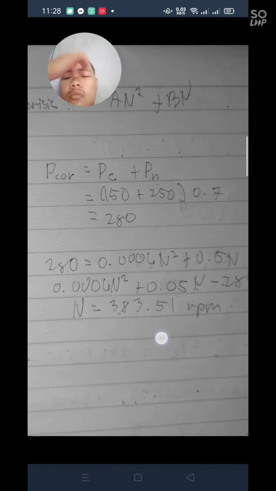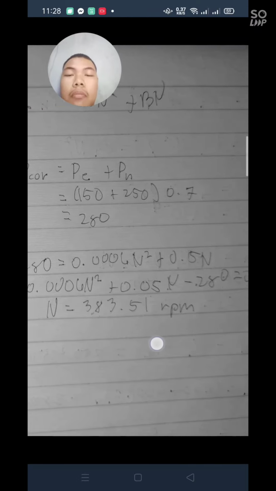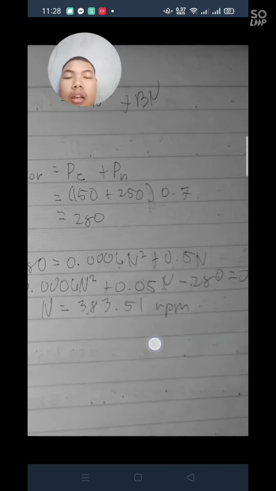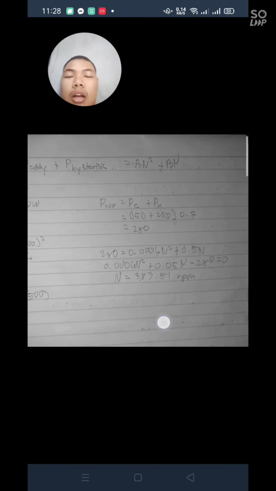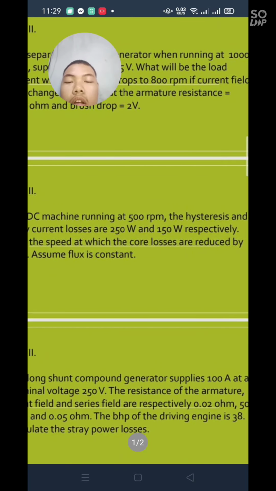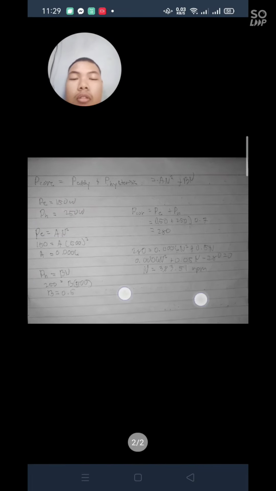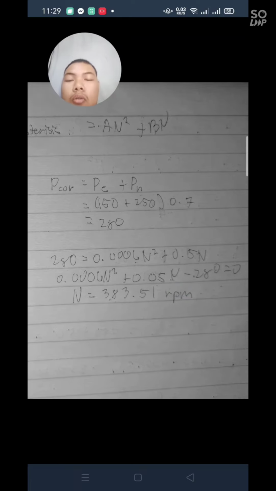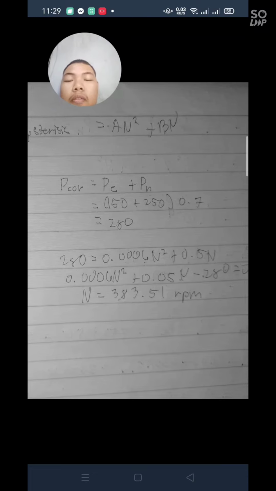So let's go to the core. P core equals P eddy plus P hysteresis. So 150 plus 250 times 0.7, which is 70%, because it reduces by 30%, so 100 minus 30, so 70%. So 0.7 times 400 equals 280. So 280 equals 0.0006 N squared plus 0.5 N.